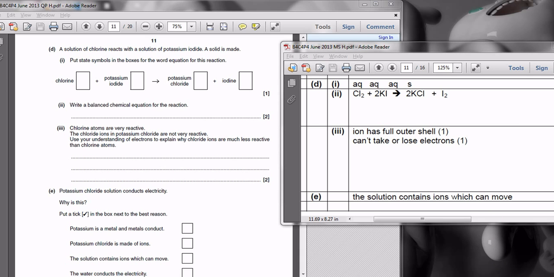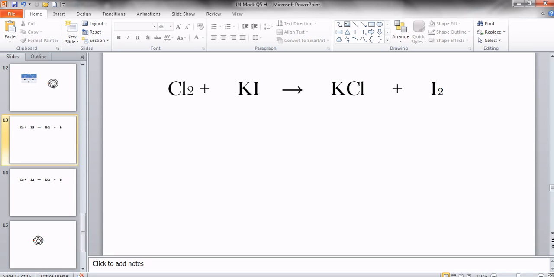Okay, so part 2 asks you to write a balanced chemical equation for this reaction. So we need to use the periodic table from the back of the booklet. So using that periodic table, you should be able to come up with something that looks like this.